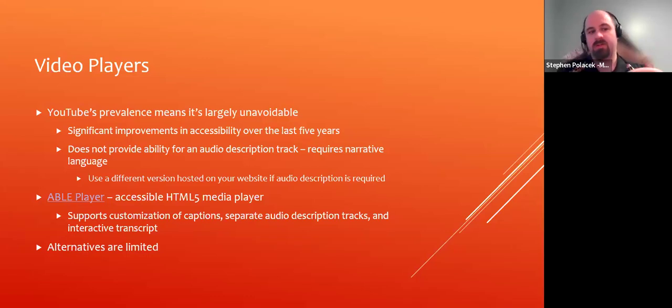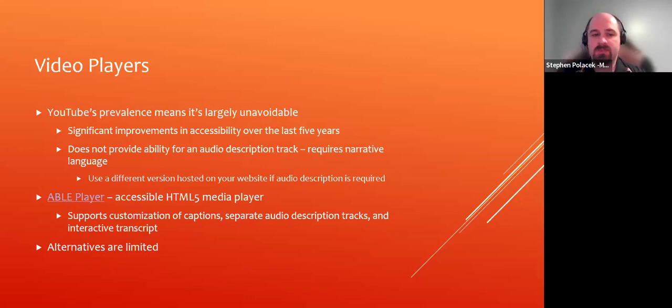YouTube isn't bad. They have made significant improvements in their accessibility over the last 5 years. There are always more to do. The controls, you'll hear arguments online of, are they good, are they bad? But in general, they're usable. The big thing with YouTube is they don't provide the ability for an audio description track. If you want to do an audio description track, you can, but you have to upload a second version. And then you're kind of at the whims of the algorithm of which version shows up in people's feeds, or do they have to actually go find it, that kind of thing.